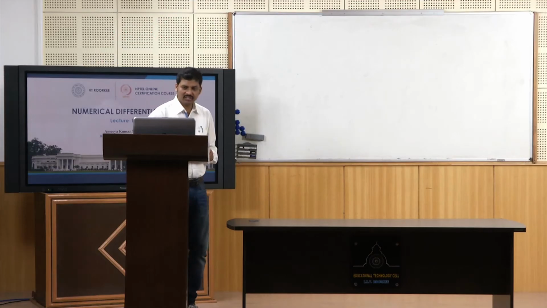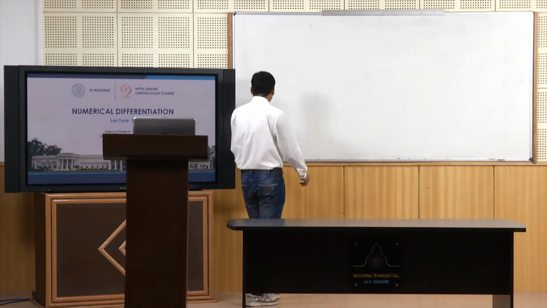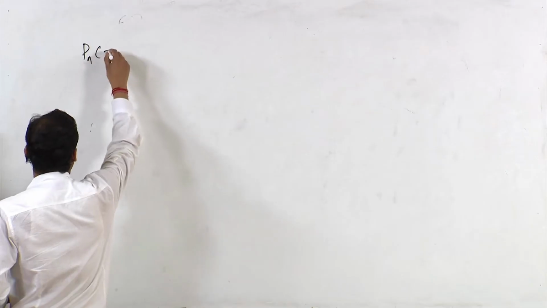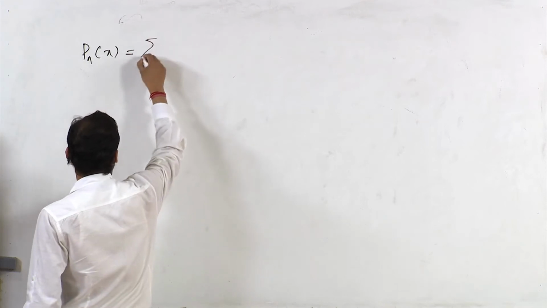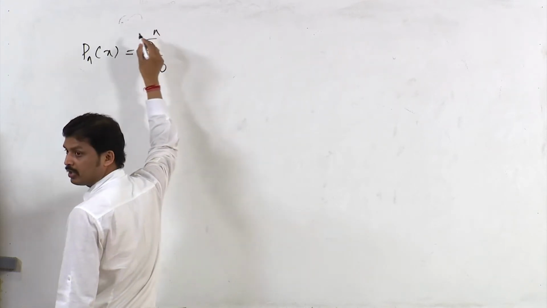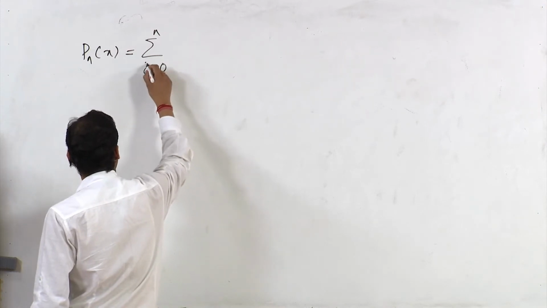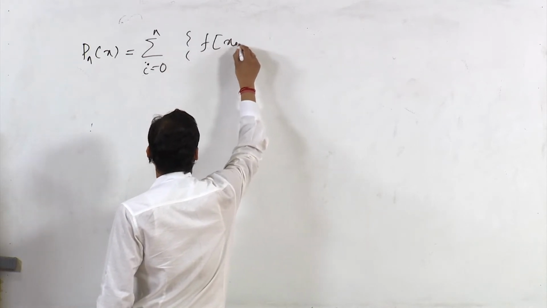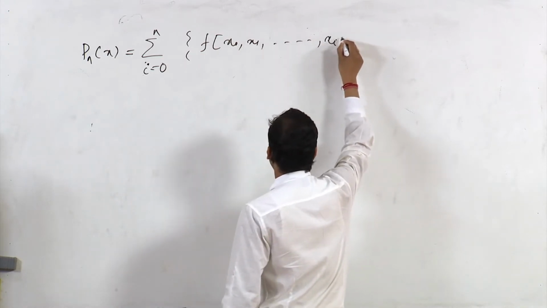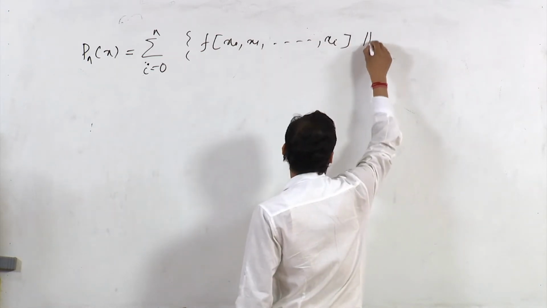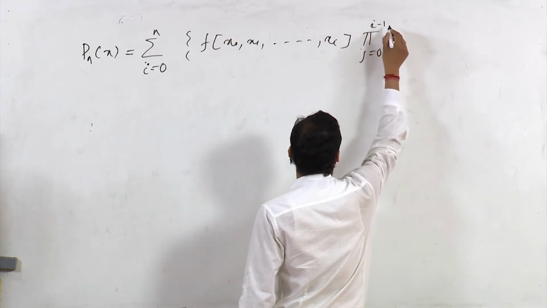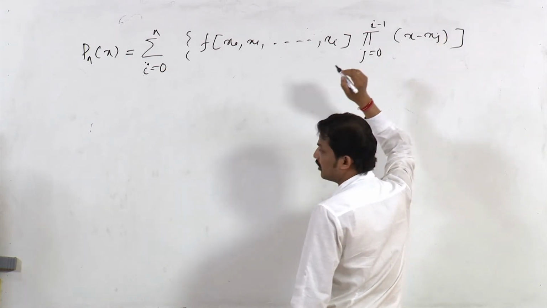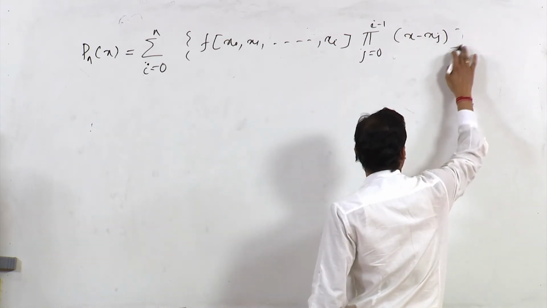If you use the divided difference formula, usually Newton's divided difference formula is written in the form P n of x equals summation of i equals 0 to n, f of x0, x1 to xi, times the product of j equals 0 to i minus 1 of x minus xj. Either you can use this one as the bracket form we have used here.